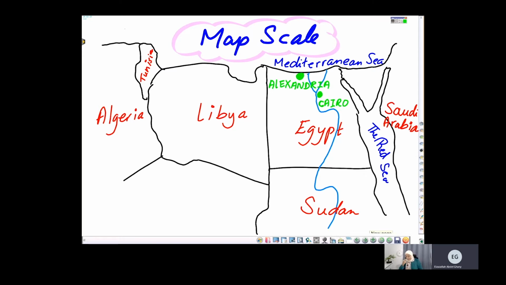For example, the distance between Alexandria and Cairo, in reality, is 240 kilometers. How do we represent it on a piece of paper, how do we make it smaller, and what is the definition of a map scale? Usually, in any map, you can see the map scale at the lower corner. It's usually written like 1 is to something. For example, 1 is to 2 million.